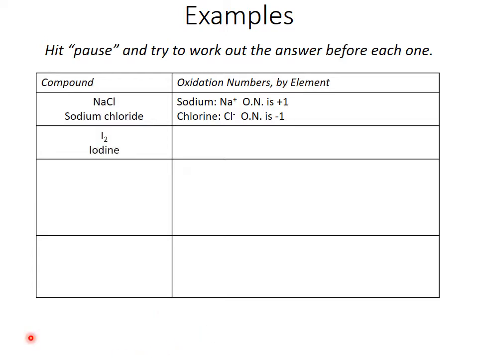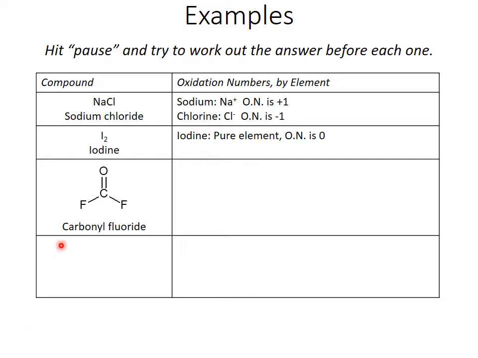Our next example is iodine, I2. Since this is a pure element, its oxidation number is 0. Let's look at something that's a little more complex.